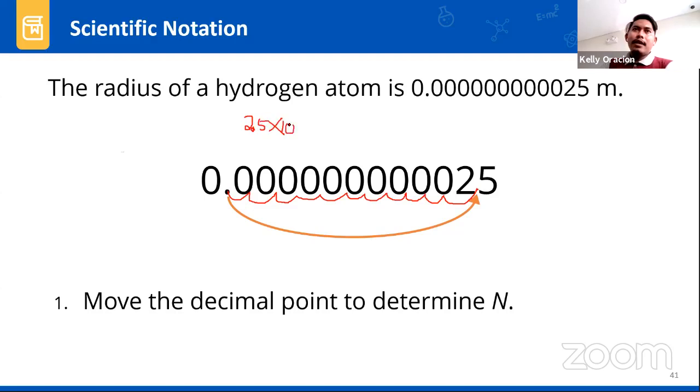So 2.5 times 10 raised to, we moved 1, 2, 3, 4, 5, 6, 7, 8, 9, 10, 11 places. The exponent here is what? Positive or negative? The answer is negative, because we move our decimal places to the right. So this is your answer.